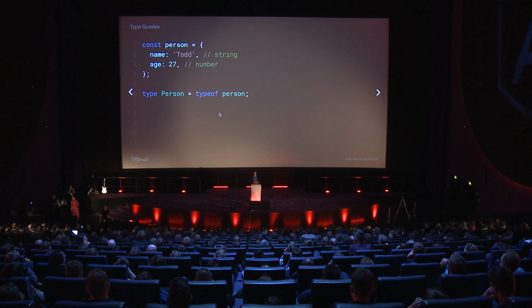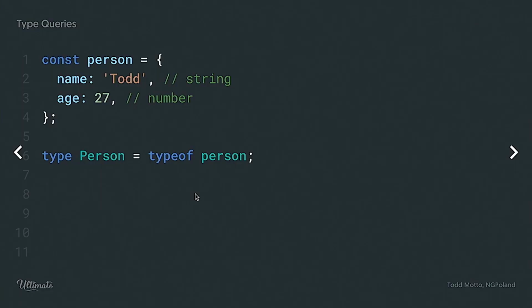Now, because we don't have a type definition or it's hard-coded somewhere, we can say we're going to create our own type. We can say type Person is the result of typeof person. What this will essentially do is steal some information and give it back to us.